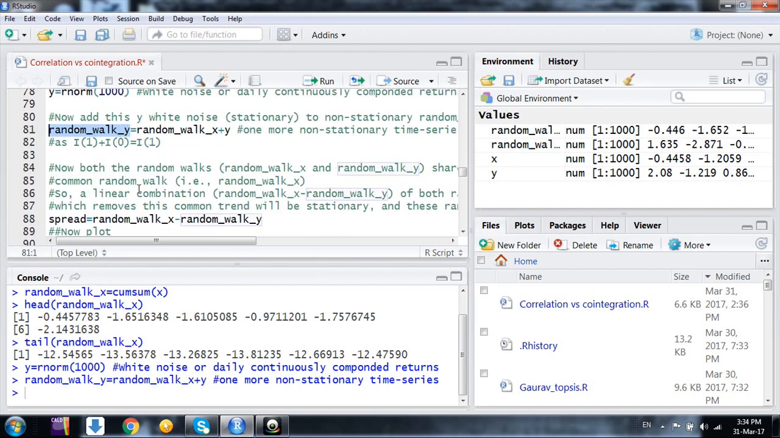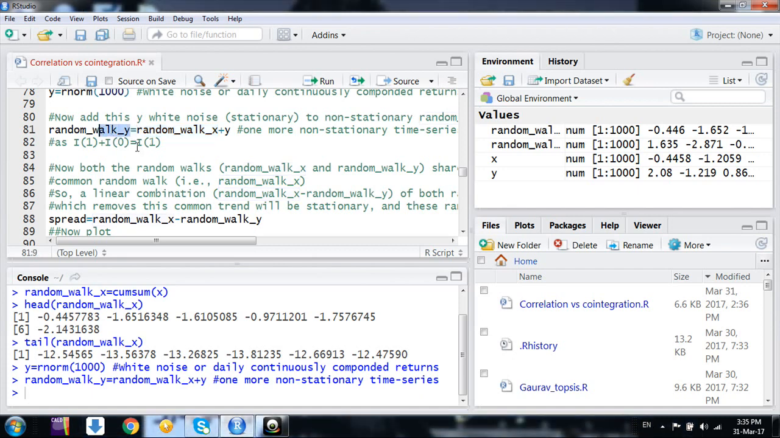For that purpose, we first need to understand the intuition behind it. We have two series, random walk x and random walk y. What do they have in common? They both contain the series random walk x: we can see it on the right hand side of the first series, and it appears in random walk y as well. So both series share something common, that is random walk x. This is the common trend they are sharing.